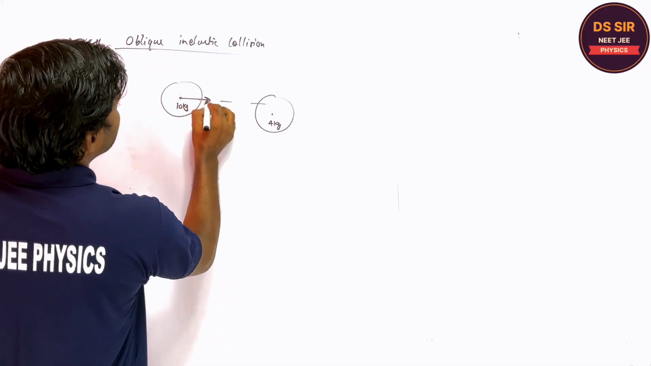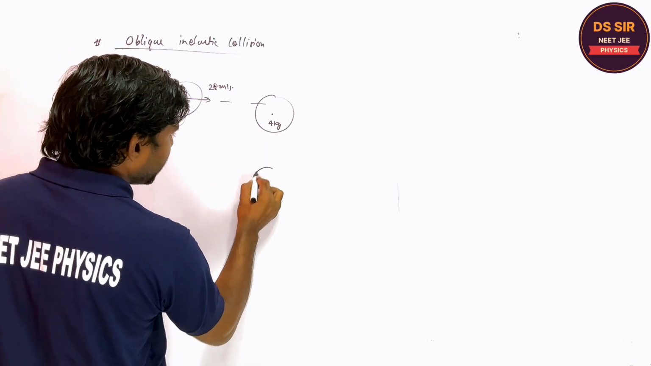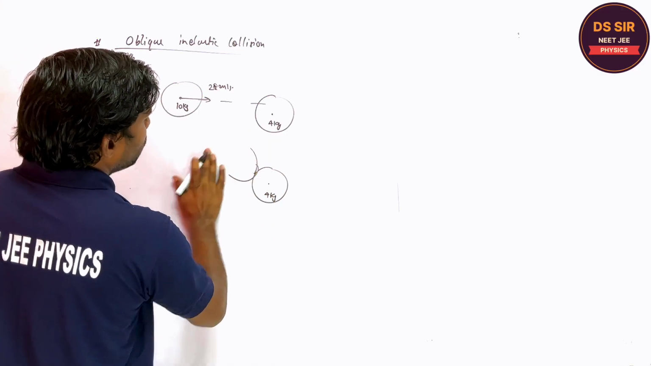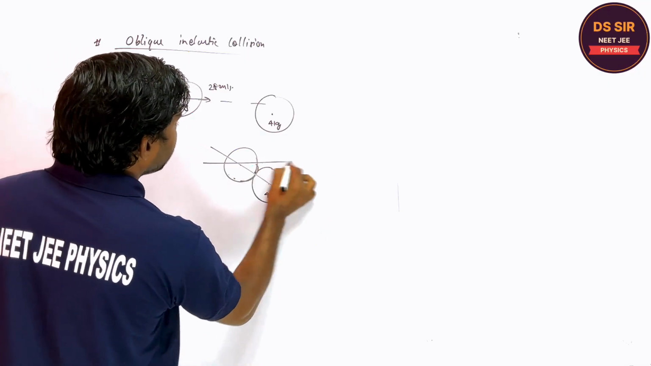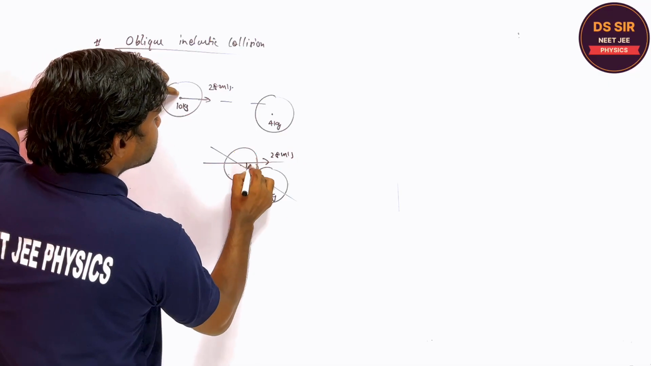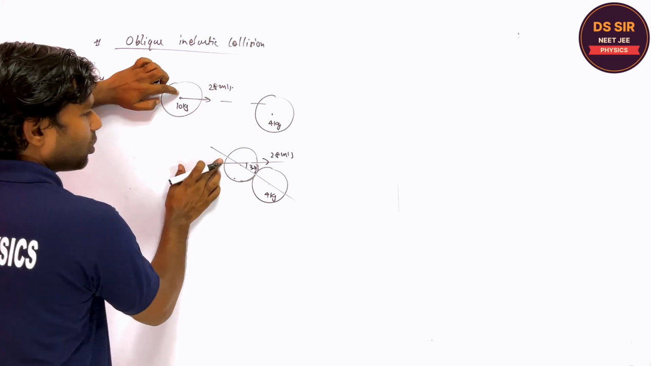So this is the speed, 28 meter per second. When it hits this 4 kg block, the angle is given. Suppose this is the angle of the initial velocity of 28 meter per second. This given angle is 37 degrees, suppose. Are you getting it or not?